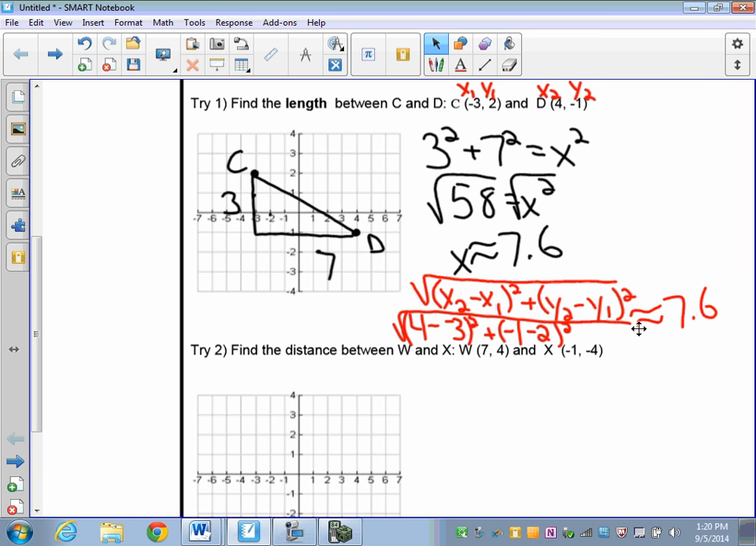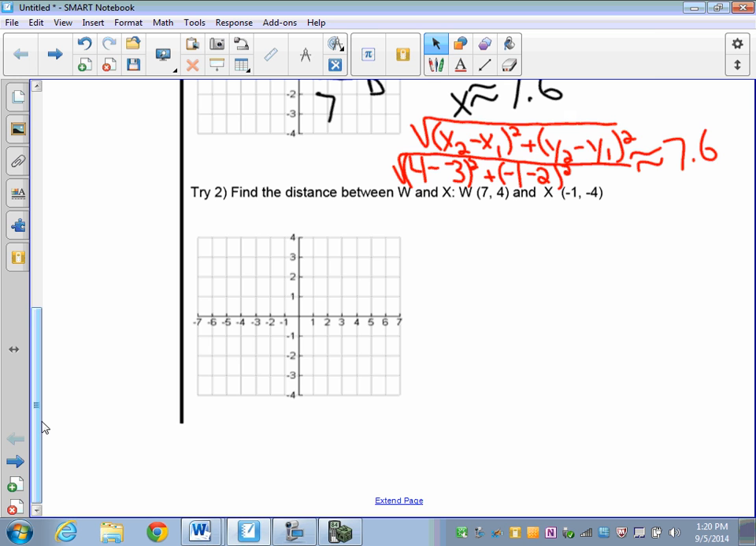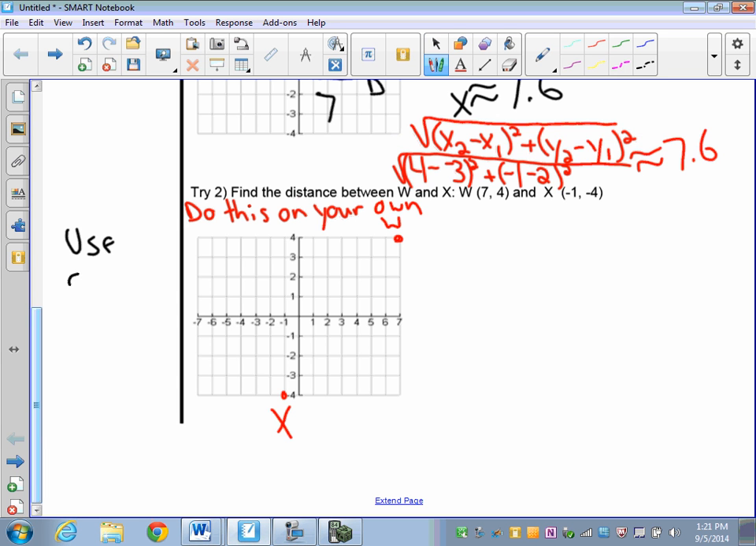So what I would like you to do on your own is number 2. So to get you started, I'll plot the points here, 7, 4, and negative 1, negative 4. So do this on your own. Whenever I go around and check the notes, I'm going to make sure that you got the right answer and you showed the work. You can do it either method. So use either method.